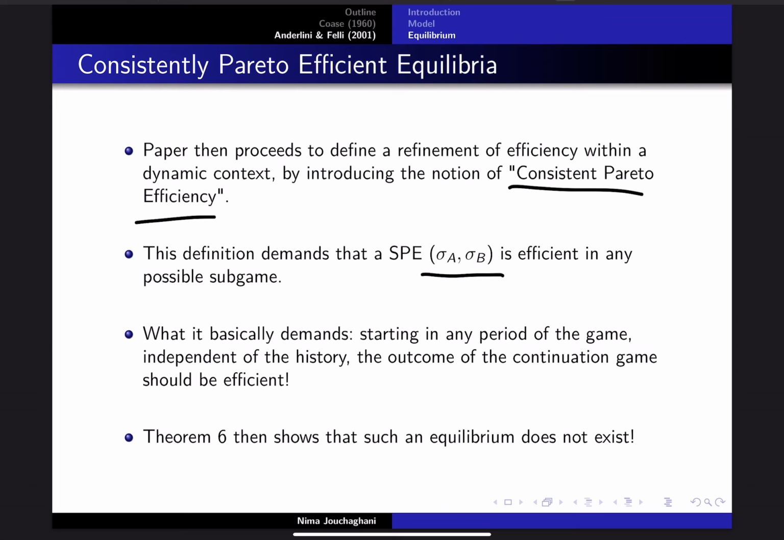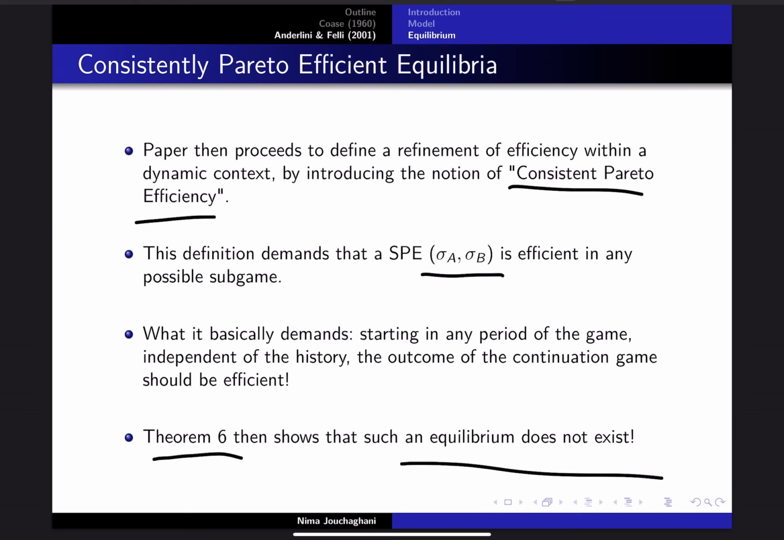So I'm taking the strategy pair and I'm randomly dropping the players in any part of the game. What it is demanding is that if we continue, fixing the strategies, the outcome should be efficient. And that's a refinement. And in theorem 6, the paper shows that such an equilibrium does not exist. So if we introduce some notion of efficiency, which was supposed actually to drop out any of the other equilibria which were either inefficient or which were efficient but were delaying the negotiations for a potentially infinite amount of time, this theorem actually dropped all of the equilibria where we would have an efficient outcome.